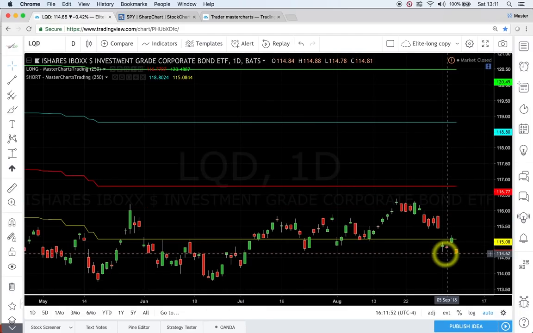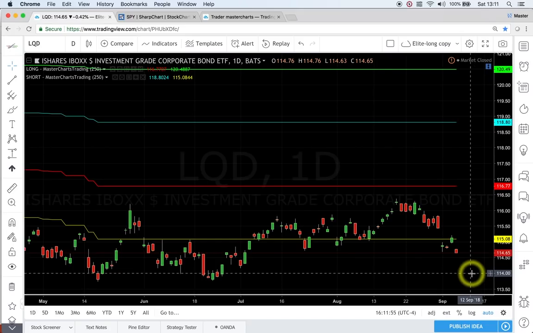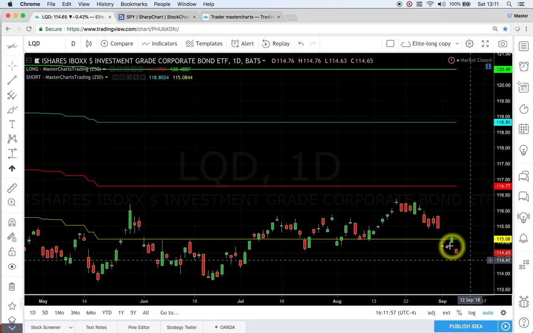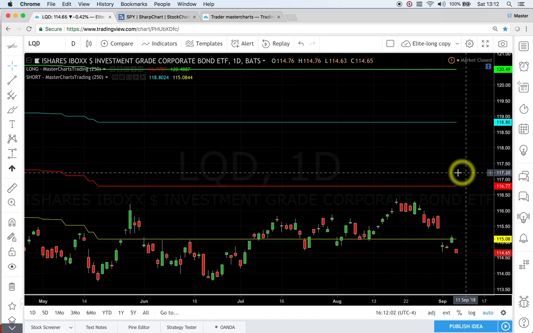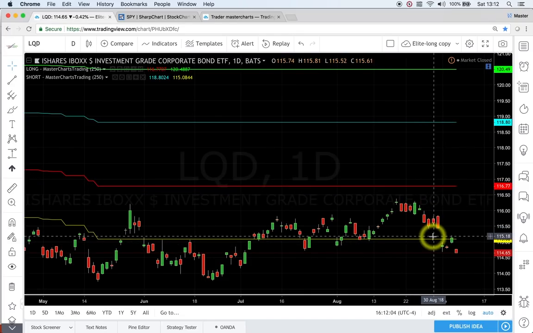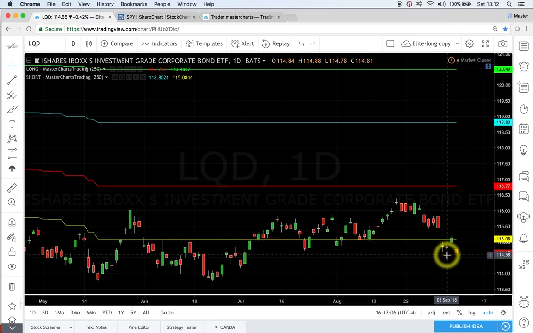LQD, also known as investment grade corporates, also not looking good at all. You can see a break below support resistance. I thought we were going to go higher, but actually there was no fuel in this rally. We see another breakdown.